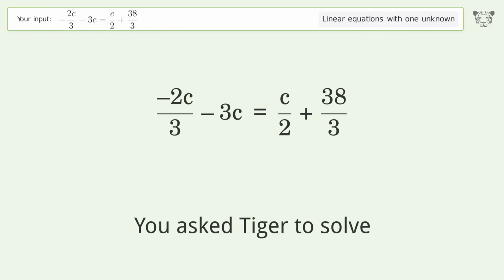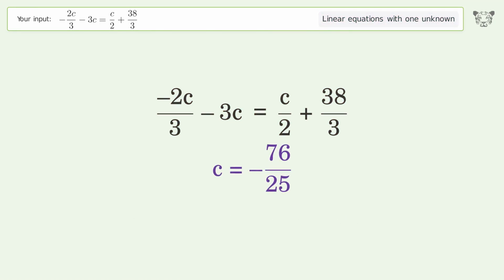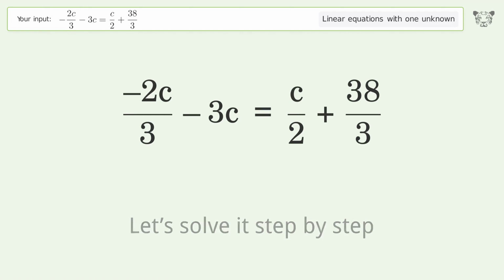You ask Tiger to solve. This deals with linear equations with one unknown. The final result is c equals -76/25. Let's solve it step by step.